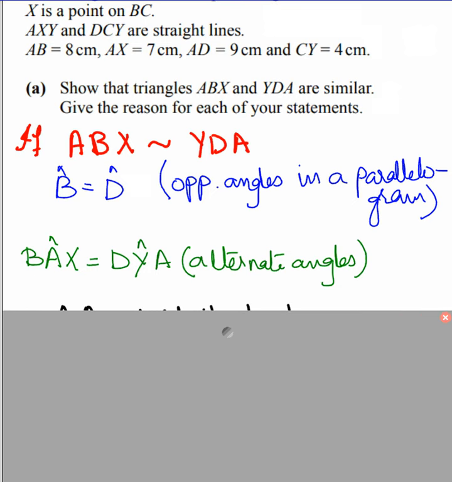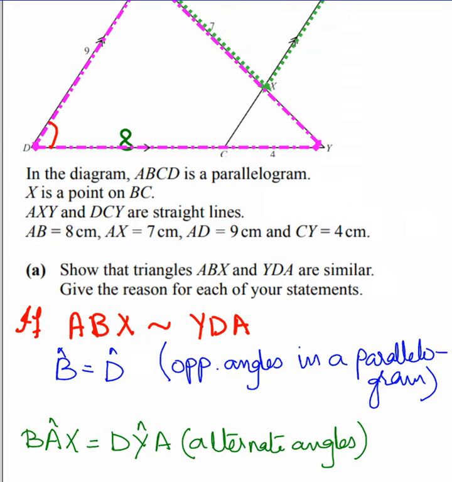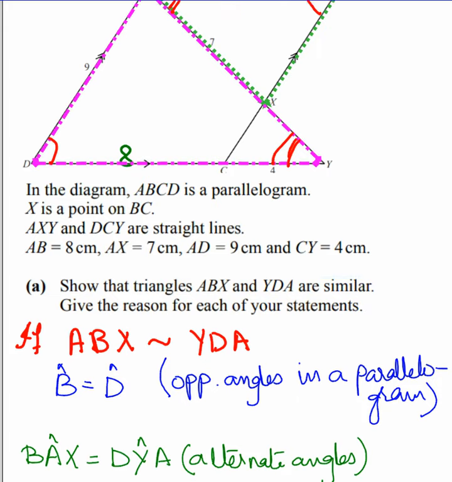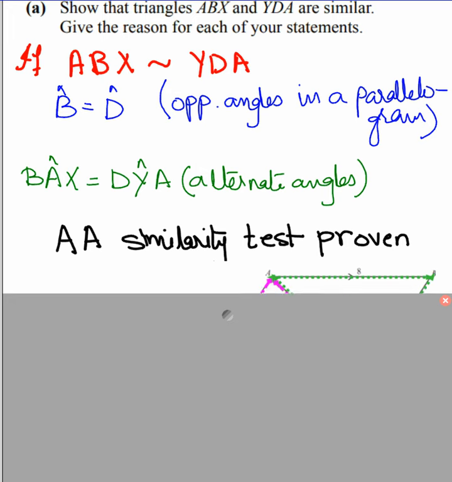Second, I have written BAX is equal to DYA, alternate angles. Now what is BAX? If you see here, BAX means this angle. BAX is equal to DYA. DYA is equal to this angle, right? They are alternate angles because these sides are parallel. So now I have shown that in these triangles, two angles are equal to each other. So according to the similarity test, when two angles are the same, then you have proven that it is a similar triangle. So now we have proven that ABX is similar to YDA.